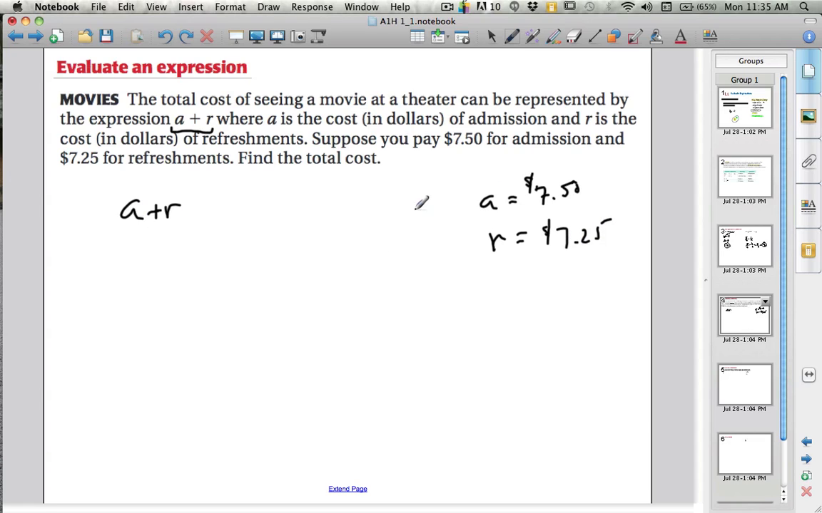Find the total cost. I plug $7.50 in for A and $7.25 in for R, and I'll end up with $14.75 for my total cost.